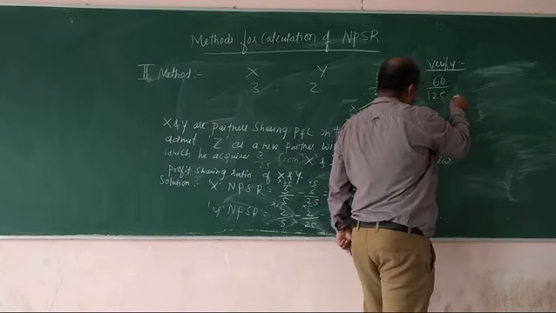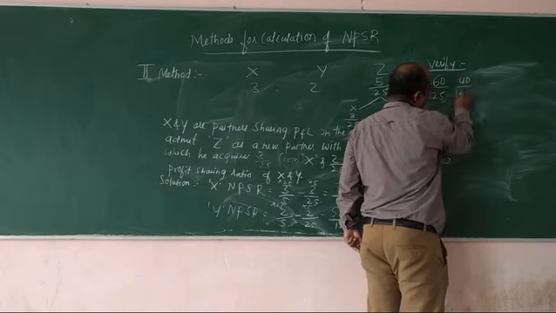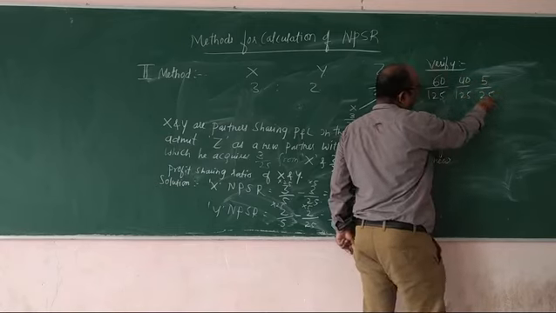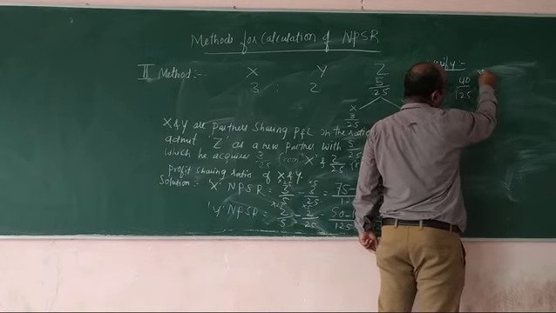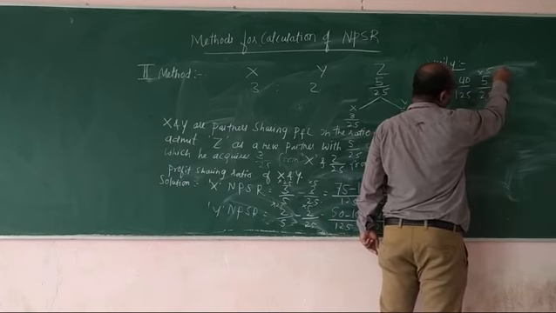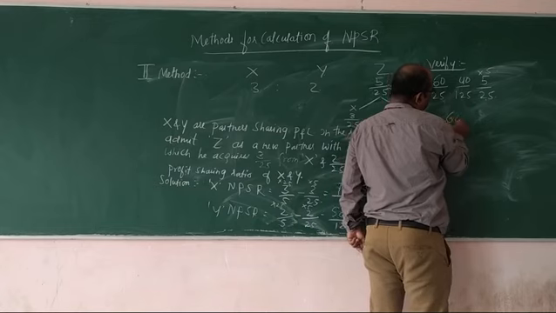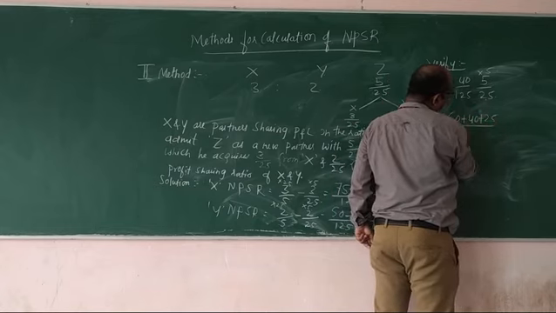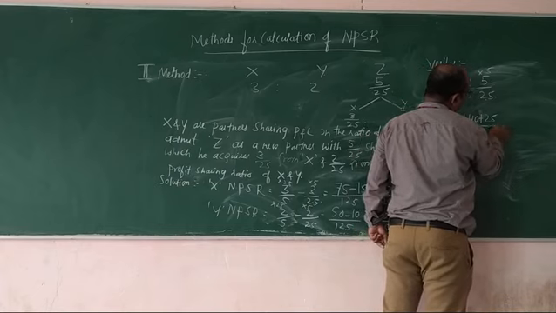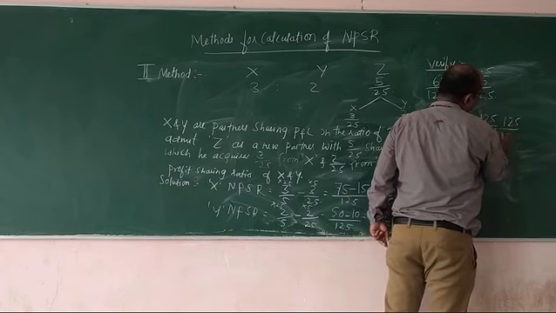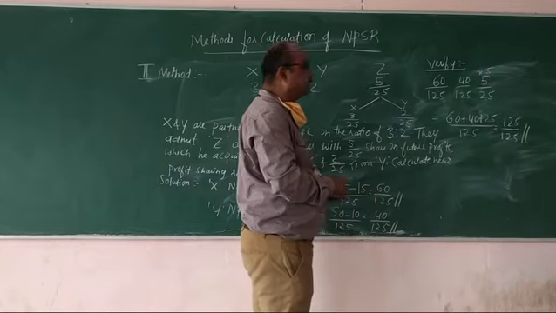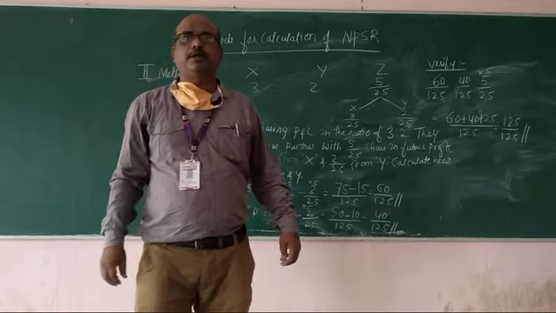So if you want to verify this, verify: 60/125, 40/125, and Z's 5/25. If you want to make this 125, the denominator should be the same, so make it 125. So 60 plus 40 plus 25, divided by 125, equals 125 divided by 125. So this is the difference between the first method and the second method.